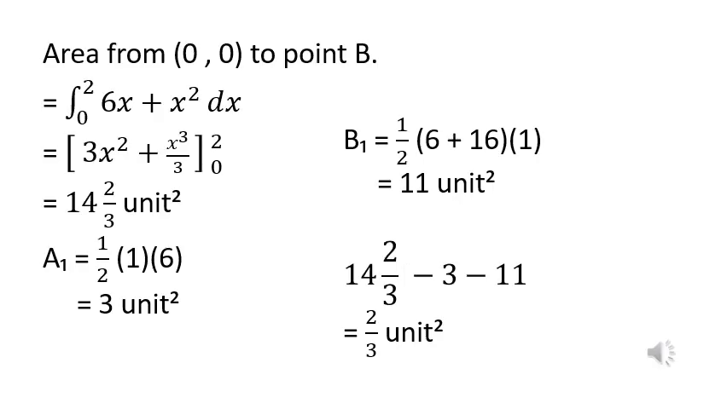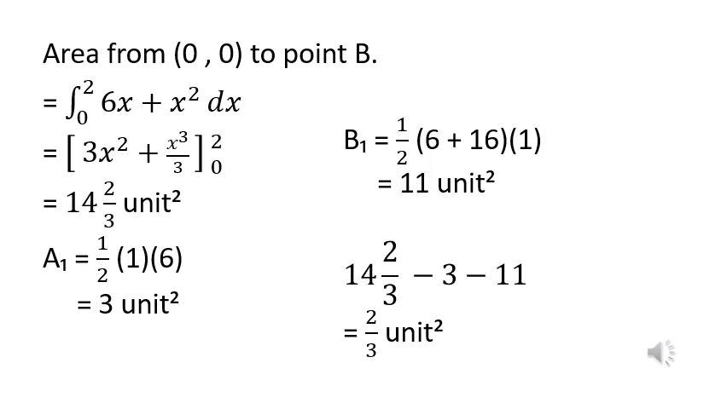Okay, after seeing the graph, then we need to do question C. The question asks us, given that two tangents of the curve intersect at A, find the coordinates of A, then find the enclosed area. Okay, first we need to do the area below the curve. We can call it the big area. As you see, the area from 0 to point B is the area under the curve.